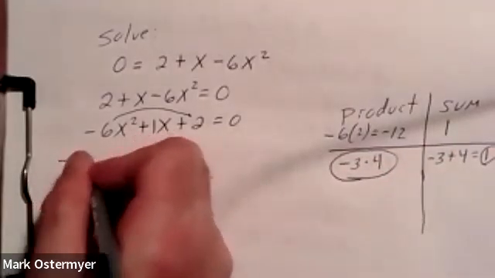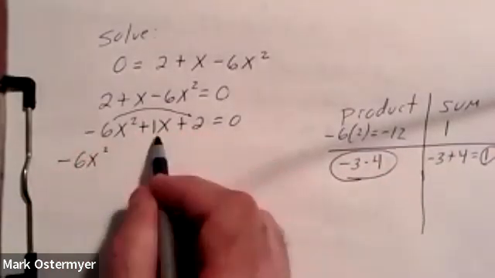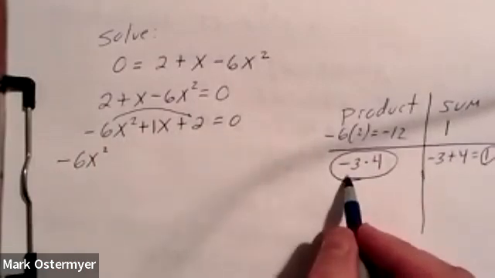Therefore, we can rewrite this as an equivalent 4-term polynomial now. The middle term, 1x, can be rewritten as negative 3x plus 4x.